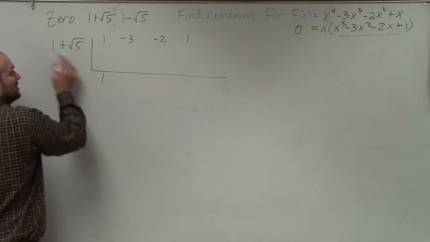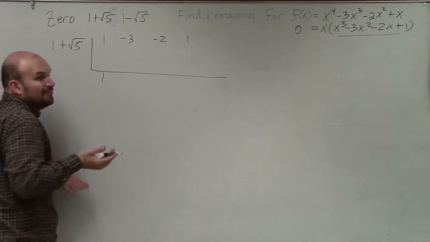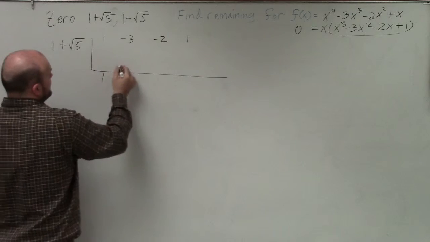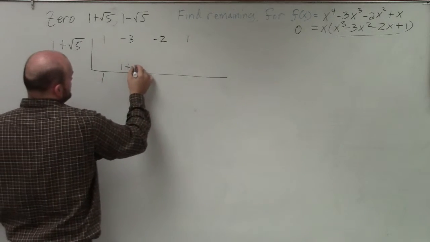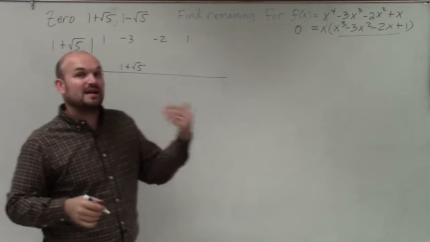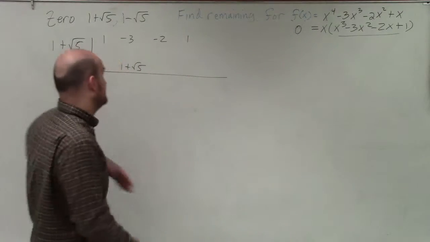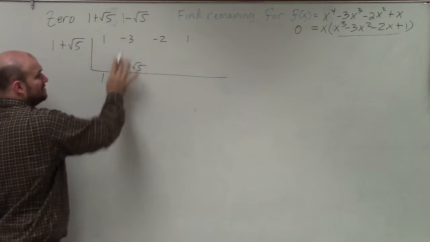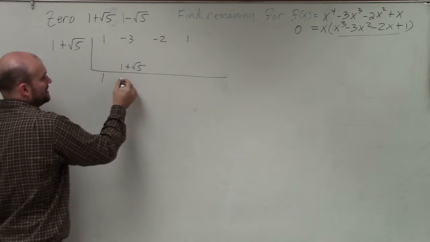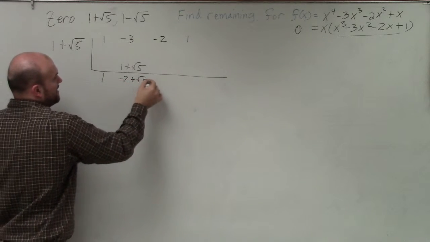Now we have to multiply 1 times 1 plus square root of 5. Applying the distributive property here, 1 times 1 is 1, and 1 times the square root of 5 is the square root of 5. However, now I'm adding a real number to an irrational number. Well, I can only add the rational numbers. -3 plus 1 is -2 plus the square root of 5.